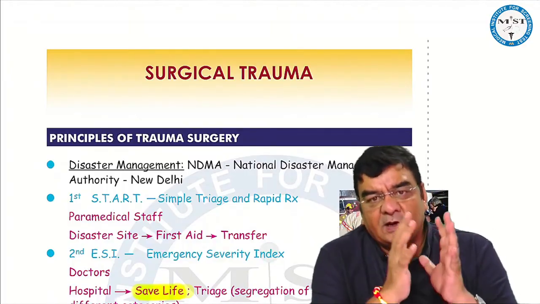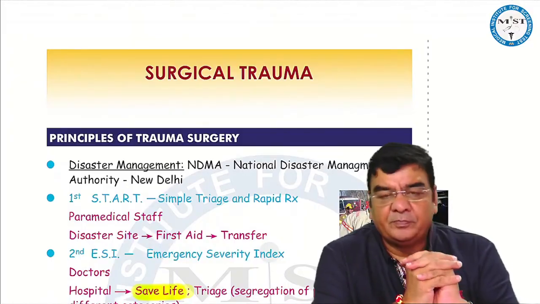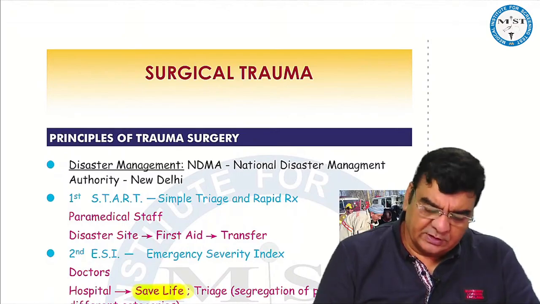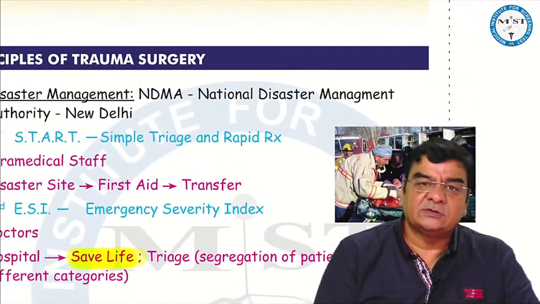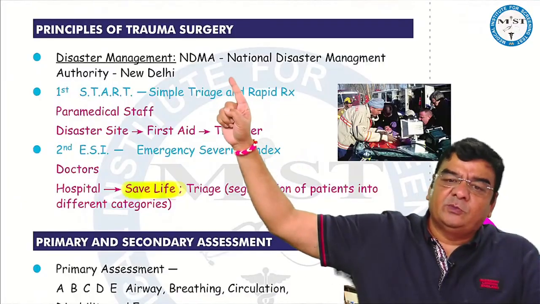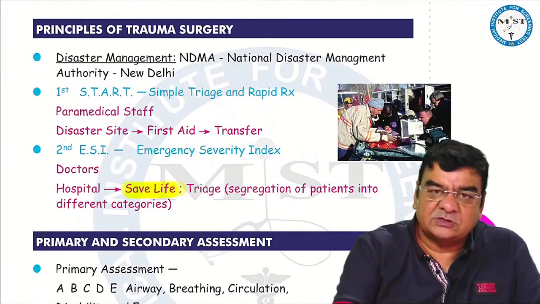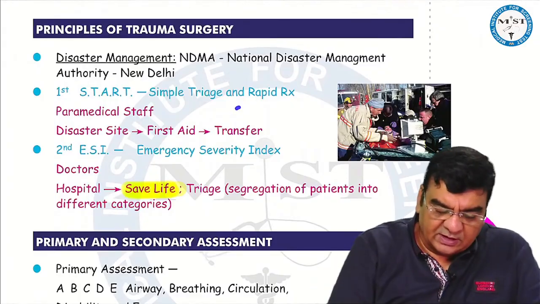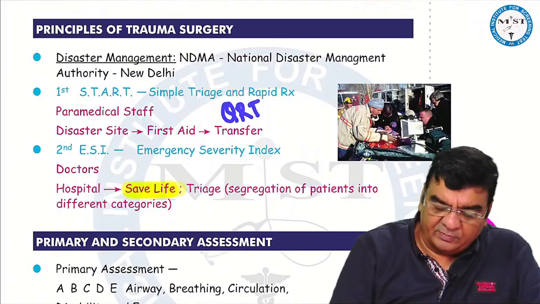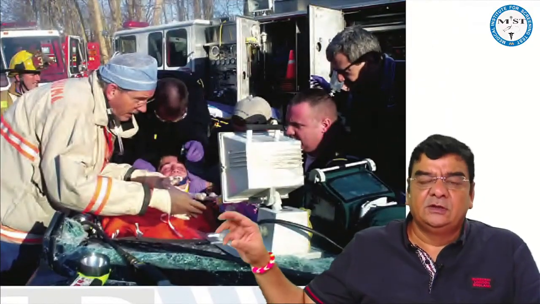First of all, let us see how a polytrauma patient has to be saved. Suppose, let us imagine any disaster type of situation, then National Disaster Management Authority has laid down some guidelines wherein as soon as you receive the information of disaster in the emergency, you have to immediately send quick response teams to the disaster site. And these QRTs or quick response teams, they comprise of paramedical staff. Their job is to provide the first aid.